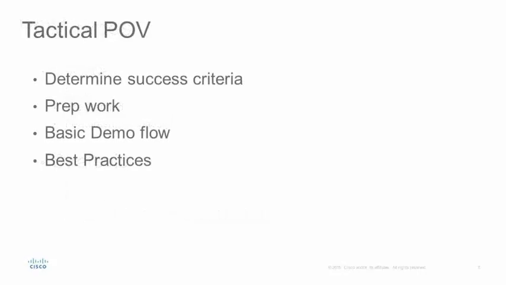So in a tactical POV, we want to make sure up front we determine the success criteria, right? We want to have the expectations very clearly set between the customer and ourselves and partners to make sure that we understand what determines a win. When will this POV be ending? We want to have an idea of what they want to look at, and then we want to gather as much information about the customer's environment as possible when we're doing our prep work.